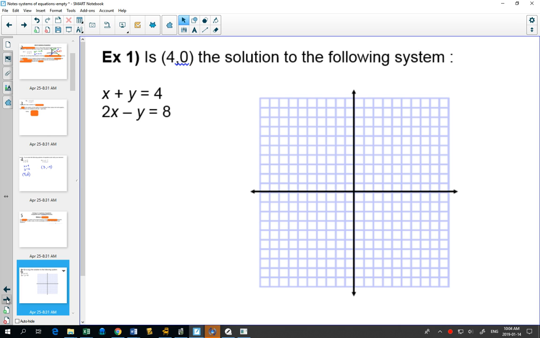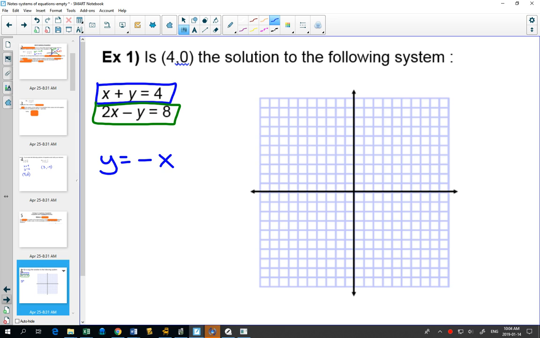So let's look at an example. The question is saying, is (4, 0) a solution to the following system? And we want to solve it graphically. I'm going to put a blue box around this equation and a green box around this equation, so all of the work that I do with the first equation, I'll do in blue. So in the blue equation, can you see that you could rearrange this to be y equals negative x plus 4?